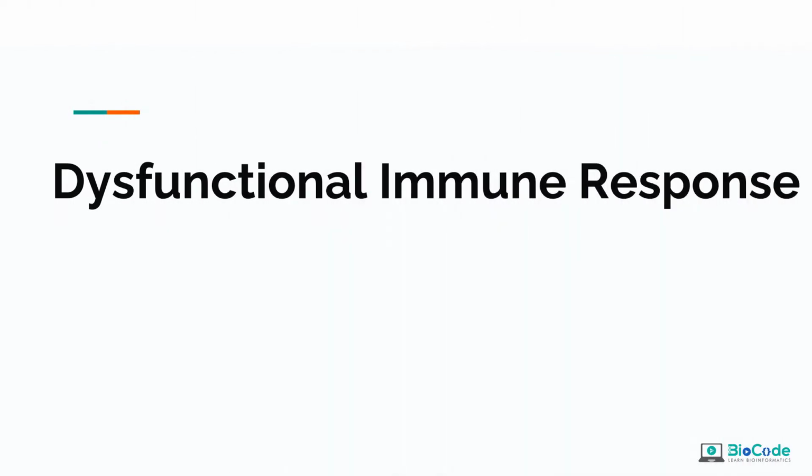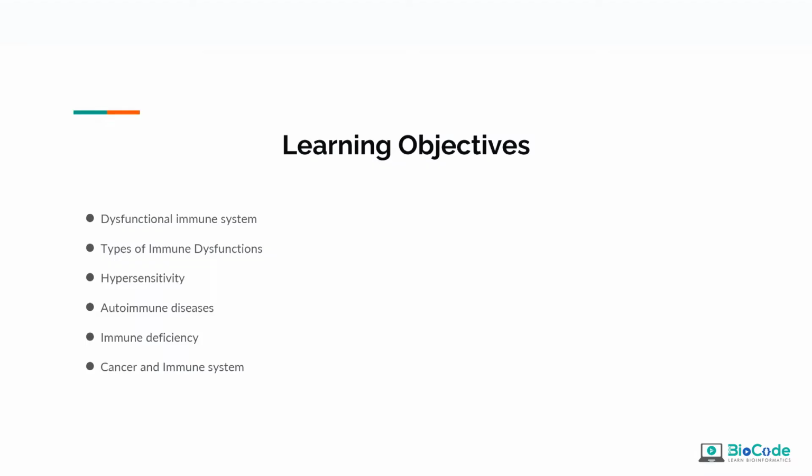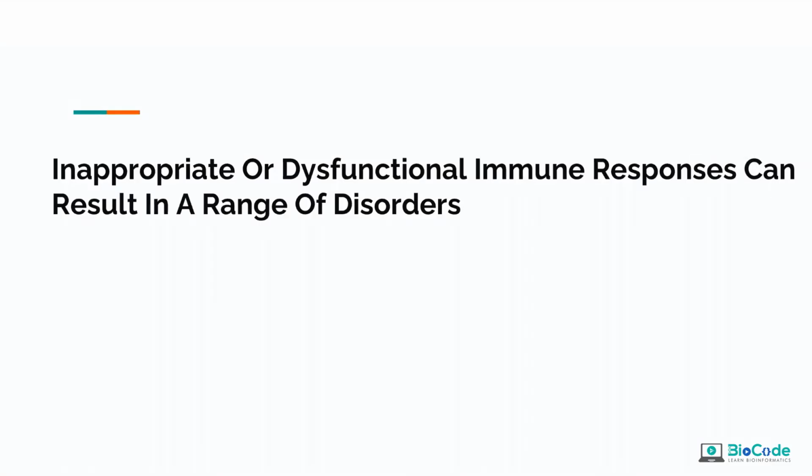Dysfunctional immune response. From this lecture, you will learn about dysfunctional immune system, types of immune dysfunctions, hypersensitivity, autoimmune diseases, immune deficiency, and cancer and immune system. Inappropriate or dysfunctional immune responses can result in a range of disorders.